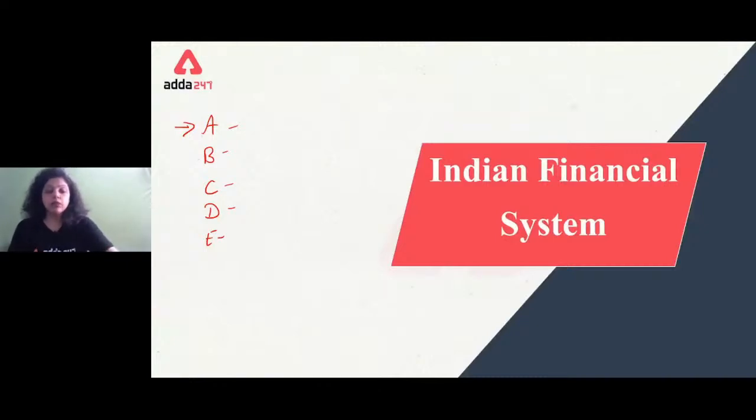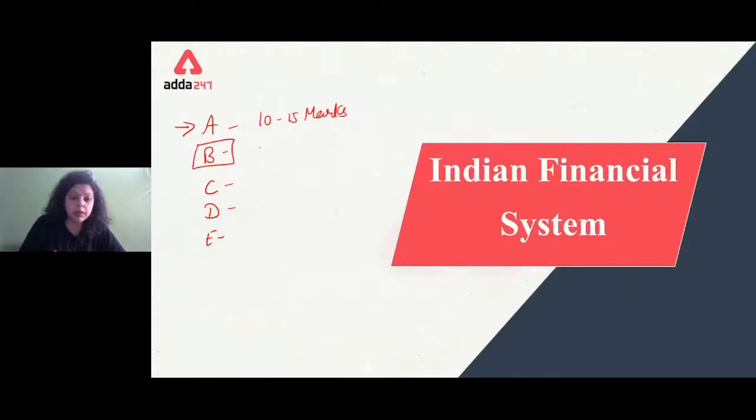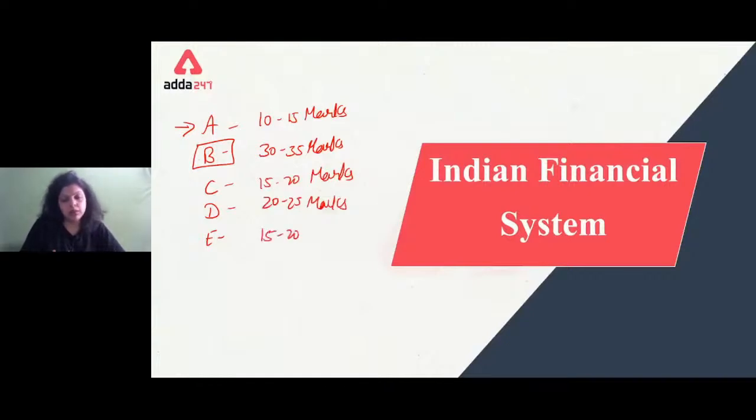Okay. And when it comes to that, how much we have to study or how many questions we are expecting. From module A, we can expect 10 to 15 marks of questions. But when we are talking about module B, this is very important because the maximum marks of questions will be covered here. That is 30 to 35 marks, which we are expecting. In module C, 15 to 20 marks will be seen. In module D, 20 to 25 will be there. And in E, simply 15 to 20 marks will be there.